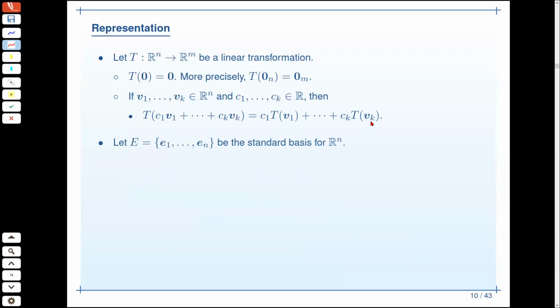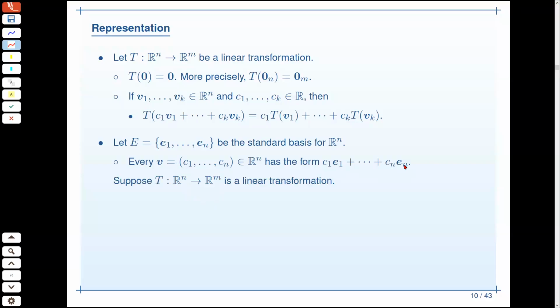And now suppose E is, in particular, the standard basis for Rn. Remember, every vector V equals C1, C2, Cn. So this is also the coordinate vector of V relative to E. This is the standard basis, so it can be written in the form C1 E1 plus until Cn En. So if you know the images TE1, TE2, TEn, now we are ready to write down the TV. Suppose T is any linear transformation.